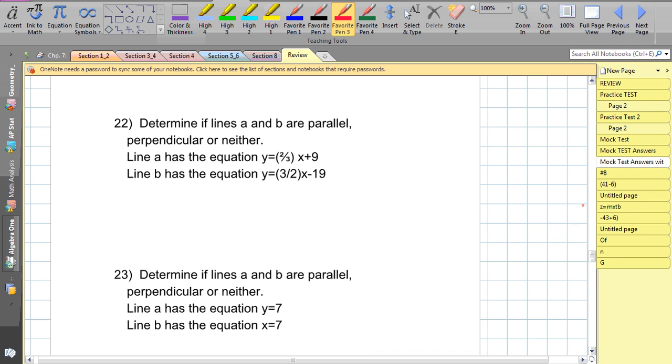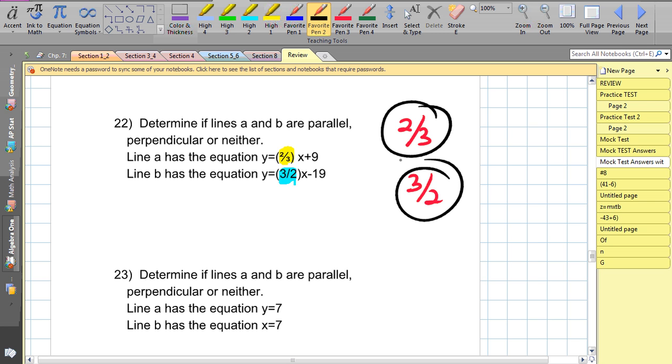22. Well, in this case, this is 2/3. This is 3/2. That kind of feels like it's going to be perpendicular, but what's wrong? Well, in order to be perpendicular, we need negative reciprocals, not just reciprocals. You see, these are reciprocals of each other, but one of them would have to be positive and one of them would have to be negative in order for it to be perpendicular. So since they're not equal, and since they're not negative reciprocals, it's neither here. These are neither parallel nor perpendicular.